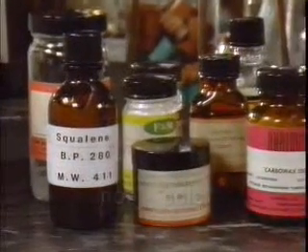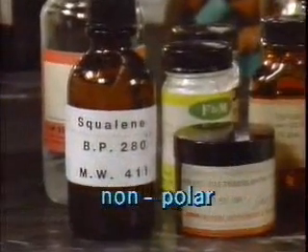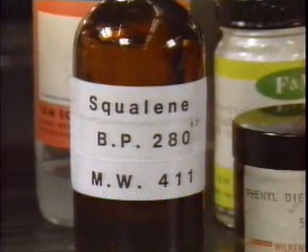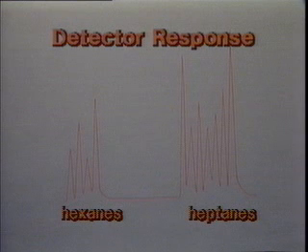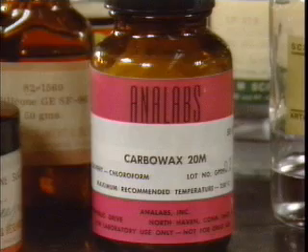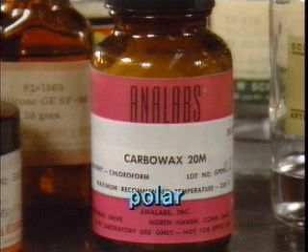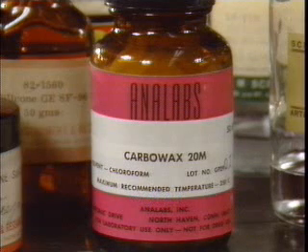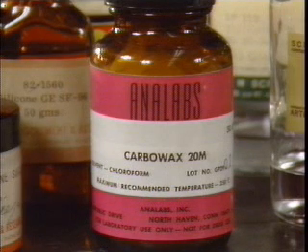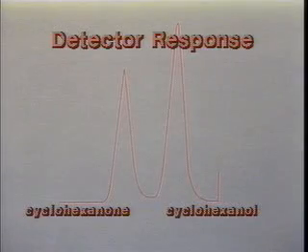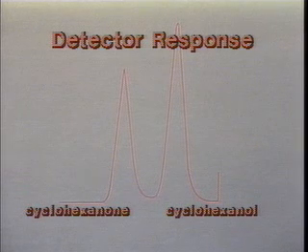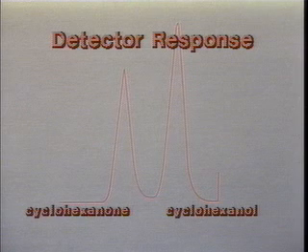Nonpolar phases, such as squalene, separate primarily on the basis of the differences in the boiling points of the components of the mixture. A mixture of hydrocarbons can be easily separated on a squalene column. Polar phases, such as carbowax, tend to separate on the basis of the different polarities of the components of the mixture, as well as on the boiling point differences. A mixture of compounds with similar boiling points but differing polarities can be separated on a carbowax column.